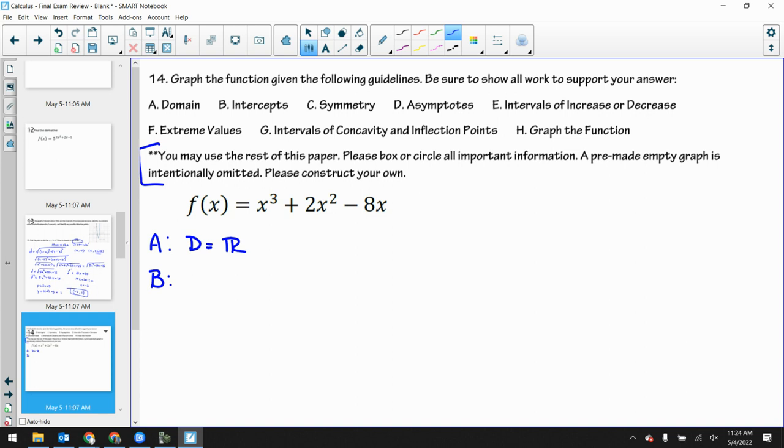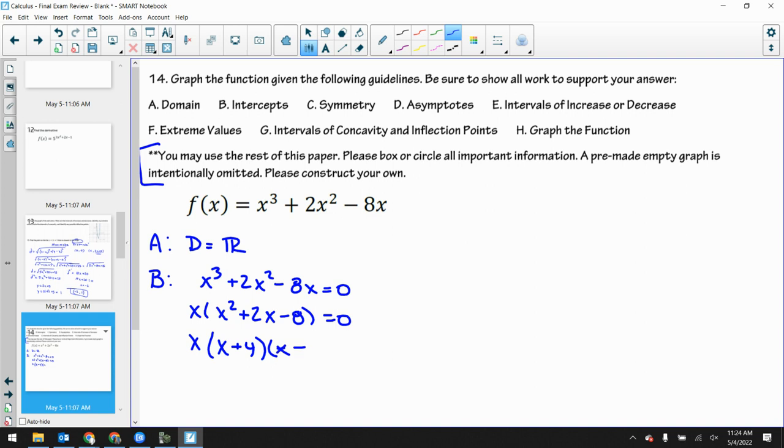Finding the x-intercepts here, well, I've got to factor. x to the third plus 2x squared minus 8x equals 0. Factor out the x: x times (x squared plus 2x minus 8) equals 0. So x, and then it looks like factors of -8 that add to +2 are plus 4 and minus 2. (x plus 4)(x minus 2). So that means x equals 0, x equals -4, and x equals 2 are my intercepts. Checking here. Yep, 0, -4, and 2.